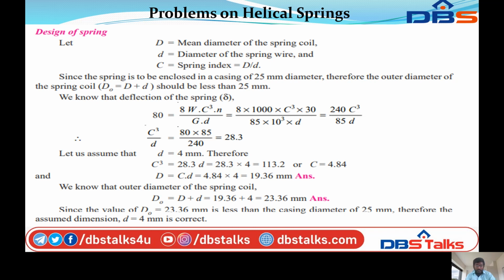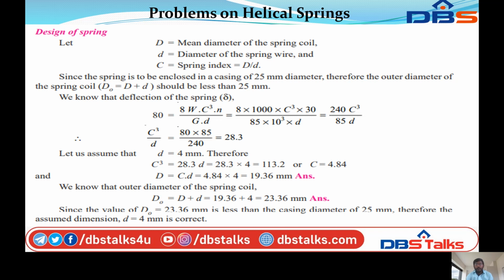So this will be, by calculating, that is equal to 240 into C cube by 85 into D. Therefore C cube into D is equal to 80 into 85 by 240, that is equal to 28.3. Let us assume D is equal to 4 mm. So we can assume the diameter, small d, is equal to 4 mm.